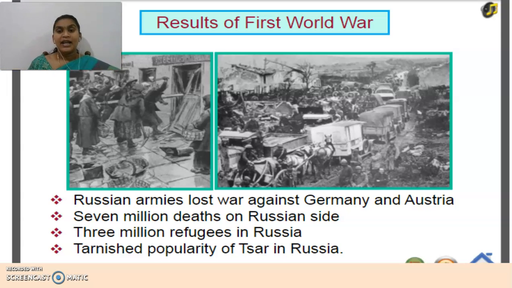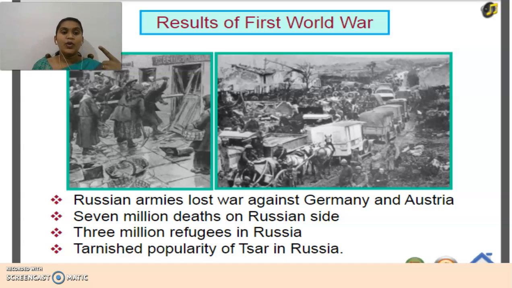So due to that, they did not think about the future. They started to destroy their crops, their buildings. So that is the reason for almost 3 million refugees in Russia. They started to move within Russia. And finally, the popularity of Tsar Nicholas II started to reduce. The people started to oppose him. And not only this, coming to food, the problems about food also started to increase more and more. And even industrialization started to get affected. You people are understanding, right? These are the results of the First World War, children.